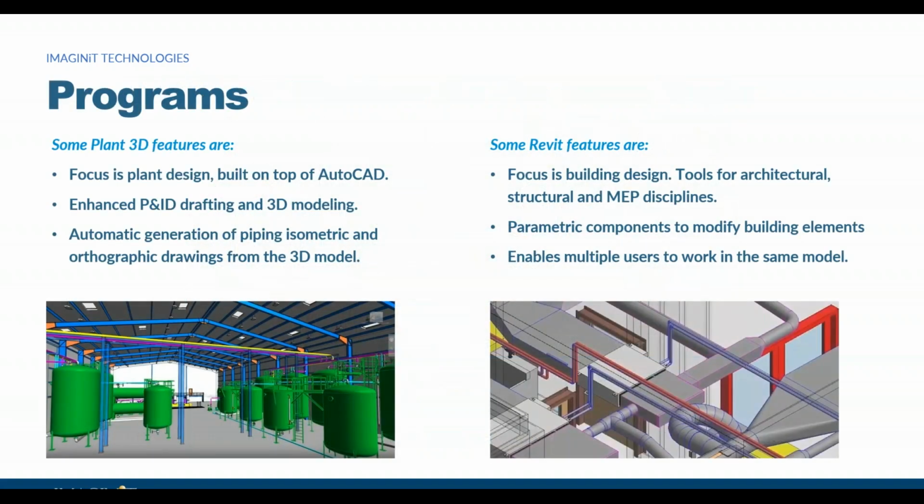So for today, some of the Plant 3D features will be focusing on plant design, which is built on top of AutoCAD, enhanced P&ID drafting and 3D modeling, automatic generation of piping isometrics and orthographic drawings from the 3D model. And then for Revit, we focus on building design, tools for architecture, structure and MEP disciplines, parametric components to modify building elements, and enabling multiple users to work in the same model.